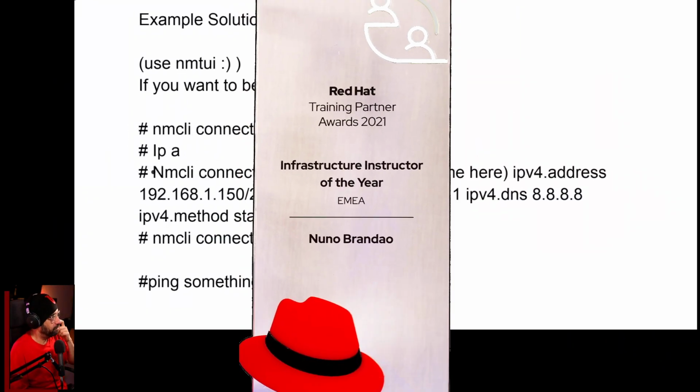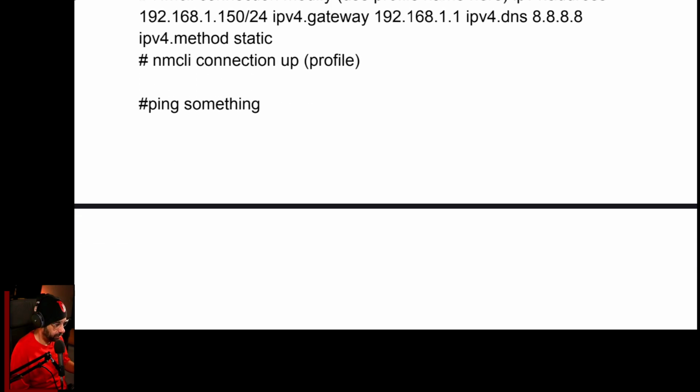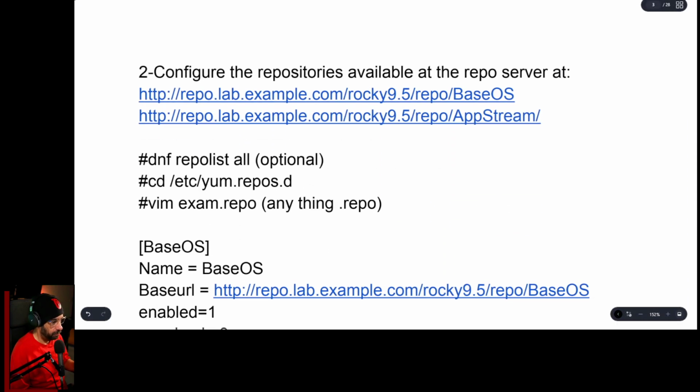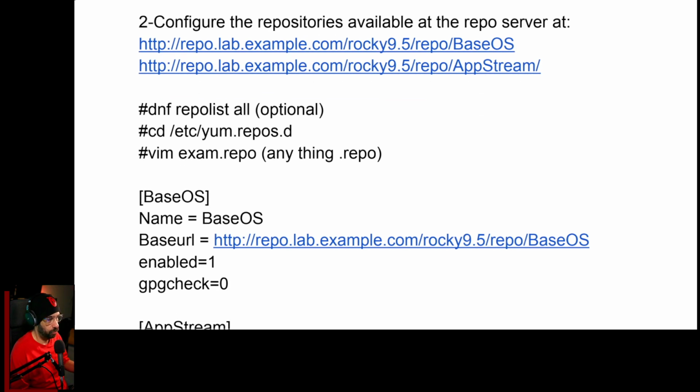So let's dive right now into the next question. We have sorted the network things, so let's go to the next one. Configured repositories are available at the repo server at the given URL. The repo server is the configured server you are going to use. It will depend on the exam, but they will give you this information.